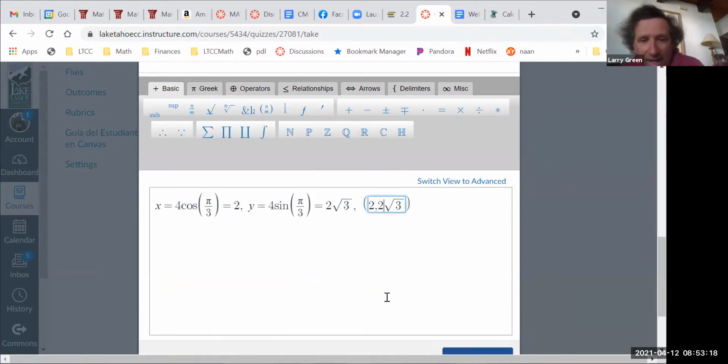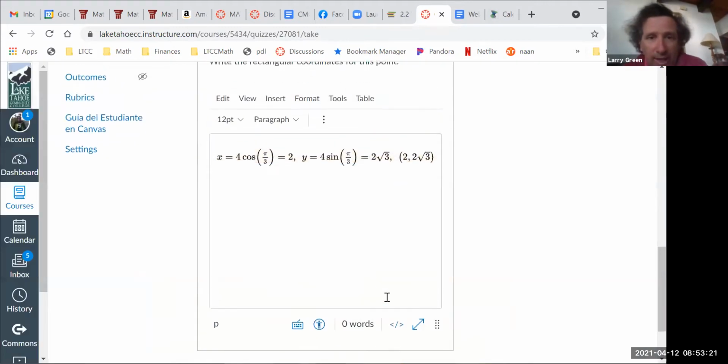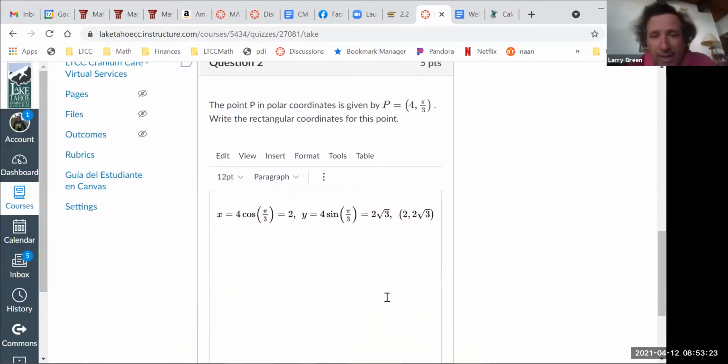And there's our rectangular coordinate way of writing the point that is written in polar coordinates 4 comma pi over 3.